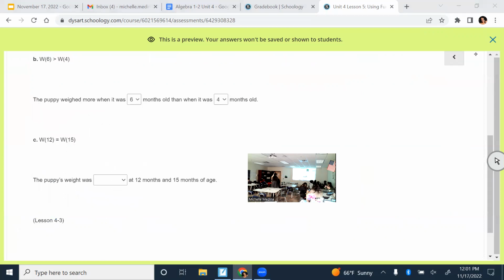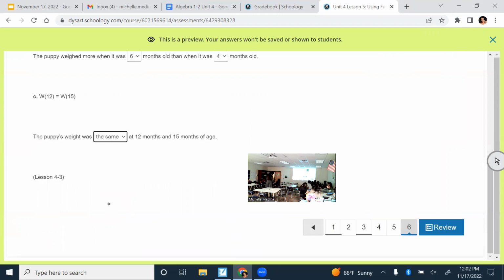Okay, so then what must this one mean? The puppy's weight was blank at 12 months and 15 months of age. The same, because equal means the same. The other option was different, which could be greater than, less than, but not equal. Questions? All right, we even might have time for one more. Anyone else? 4.